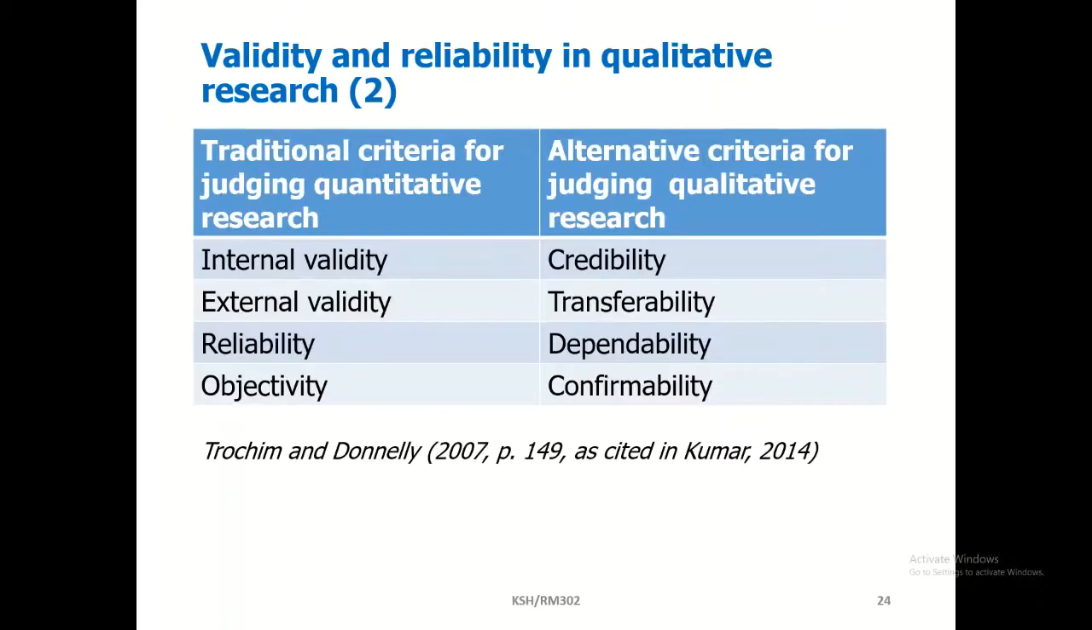There has been an effort to pair up validity and reliability in quantitative research with the 4 indicators of trustworthiness. You may pause this video if you need more time to inspect them. Next, we're going to talk about these 4 indicators in some detail.